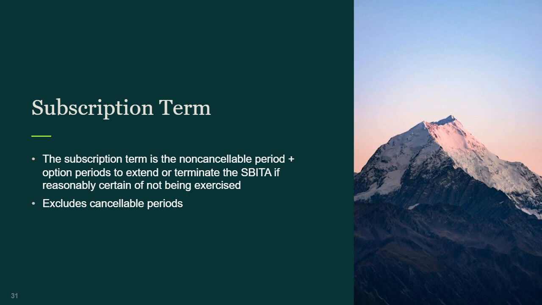So things like a rolling month-to-month SPITA, or a SPITA that continues into a holdover period until a new contract is entered into, those would not be enforceable if both the government and the vendor have an option to terminate, and therefore either could cancel the SPITA anytime, and you don't include those periods in the subscription term.